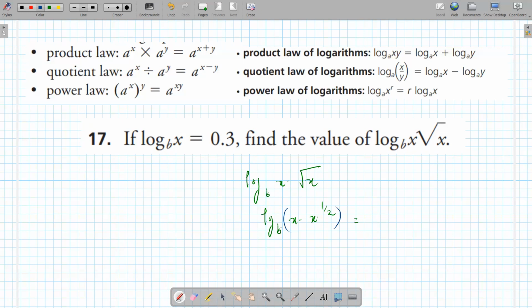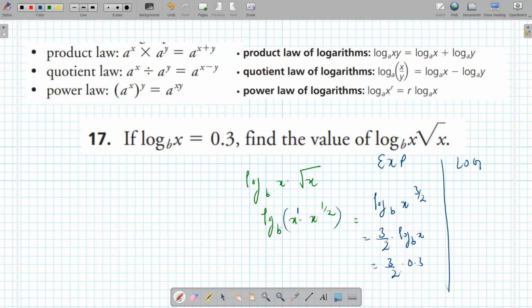So you can use the exponential rule to, you see this, x power 1 times 1/2? This rule up here. You need to add the exponents. What's 1 plus 1/2? It's 3/2. So now you can bring the 3/2 in the front, right? Then you have log b of x left over, and we know log b of x is 0.3. So the answer is 3/2 times 0.3.